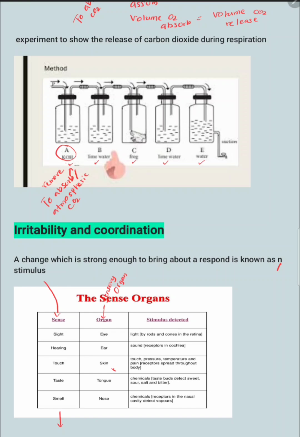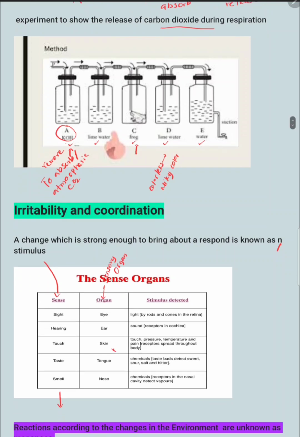The C vessel has a living organism. For this one we can use germinating seeds also. Then D has again lime water. If the colorless lime water turns into milky color, we can conclude the frog has done respiration and it has released carbon dioxide, because carbon dioxide turns colorless lime water milky, right? This is the second setup to check whether carbon dioxide is released during respiration.